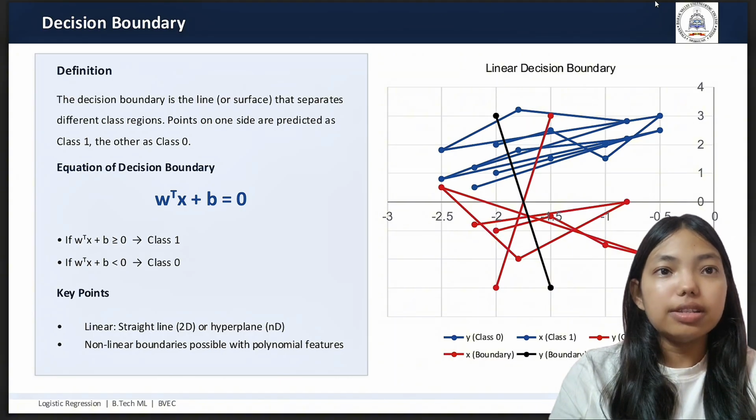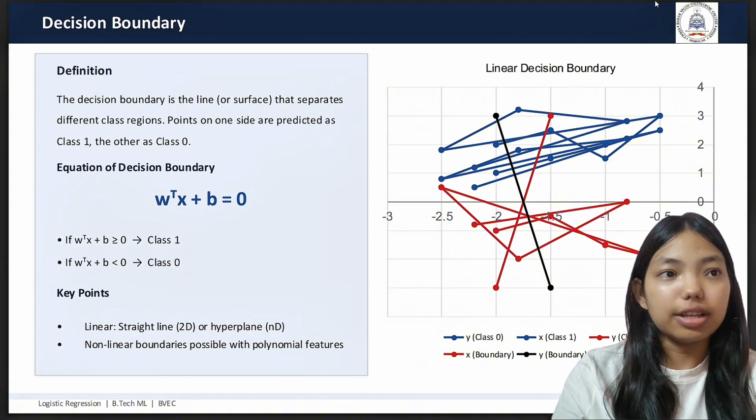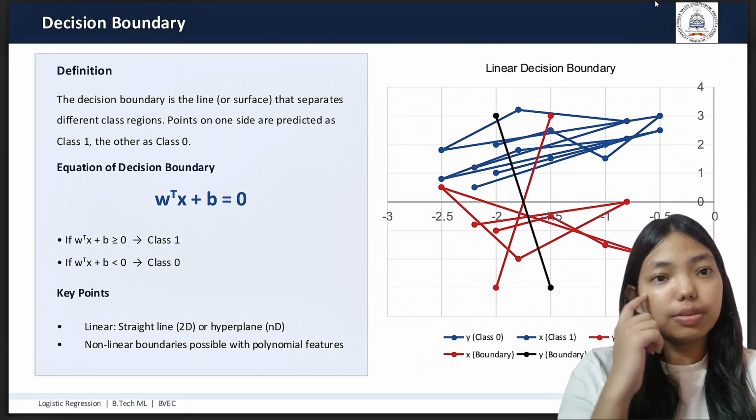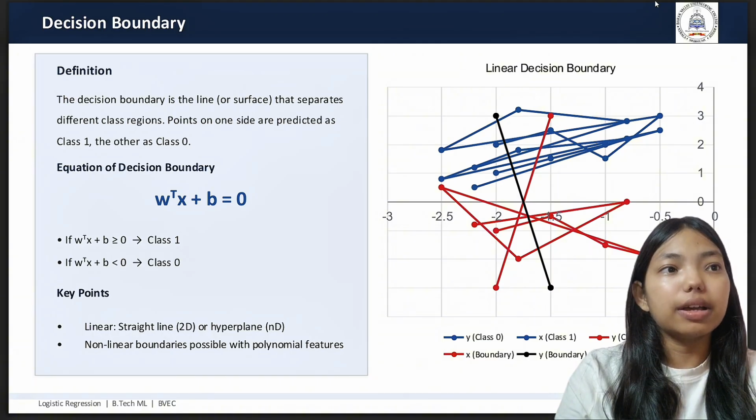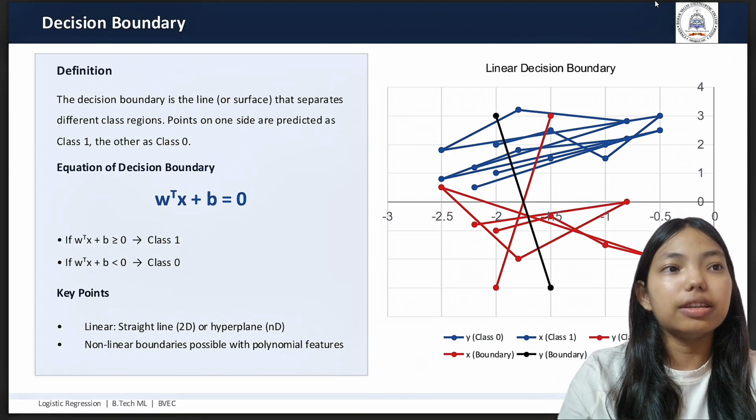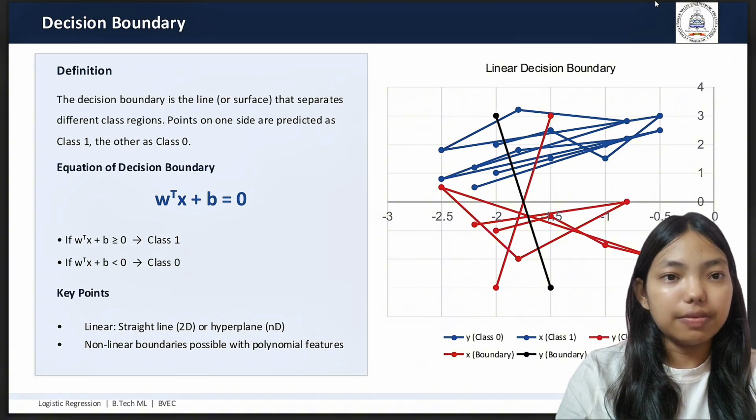In simple words, the decision boundary acts like a dividing line between two classes. For two-dimensional data, it appears as a straight line, while for higher dimensions, it becomes a plane or hyperplane. Decision boundary plays a very important role in improving classification accuracy and separating data efficiently.